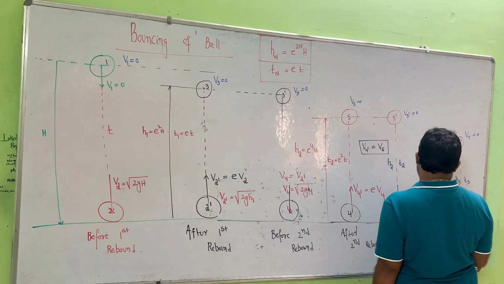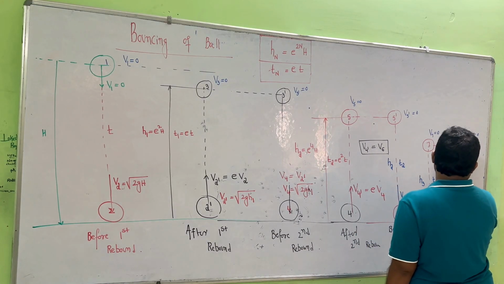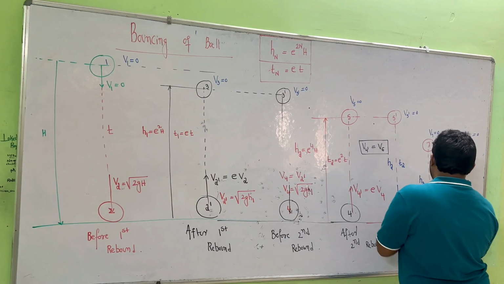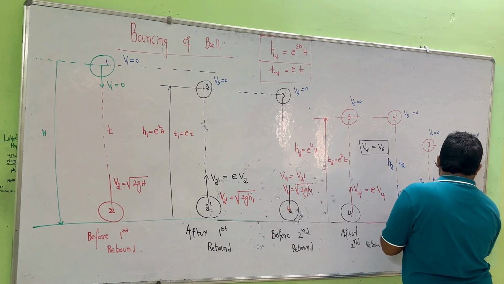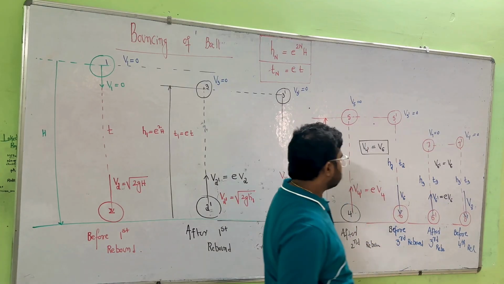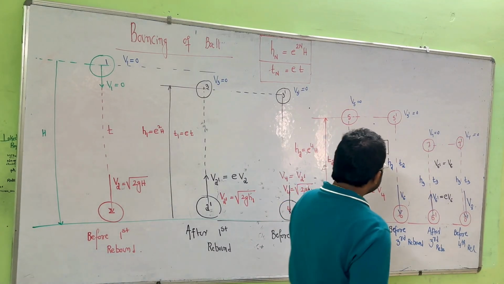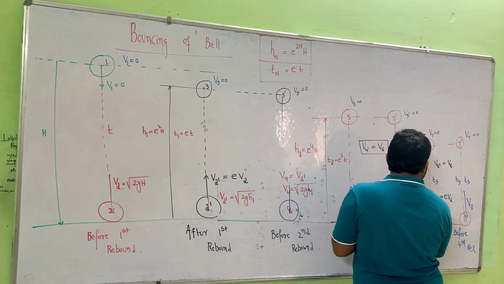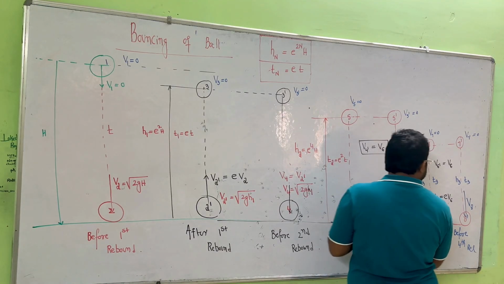V6 dash equal to V8. V6 dash equal to how much? E times of V6. So here V6 equal to how much? E times of V4. Okay?